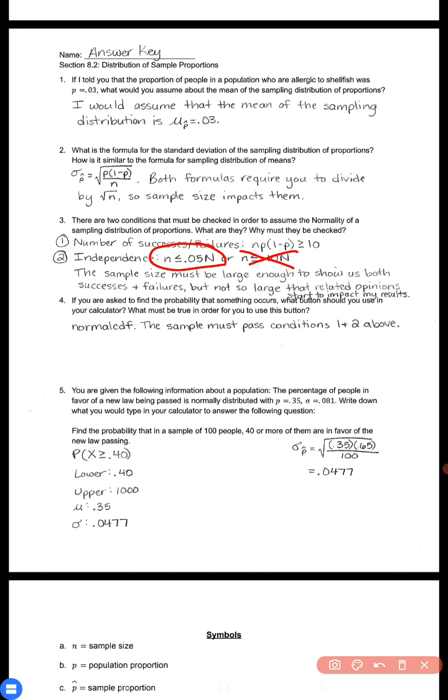So we want our sample size to be big enough to see opinions on both sides of the issue, but we don't want it to be so big that we can't claim that our individual results were independent from one another. Okay?